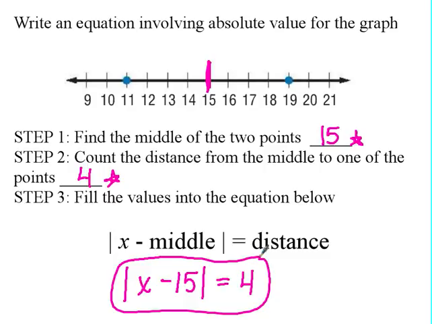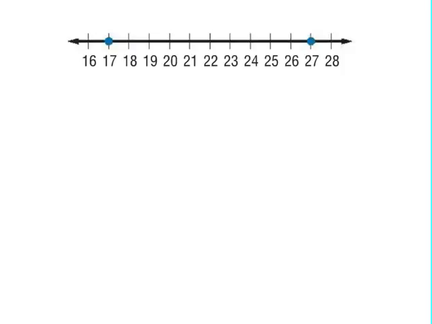Okay. So, step 1, find the middle. Step 2, find the distance from the middle to one of the points. Step 3, plug it into x minus the middle equals the distance. So we're going to try one of these on our own. Okay, now, if you need to get some of this down, at the end I'll go back to this slide and you can write it down. But we're going to go through the same steps here.